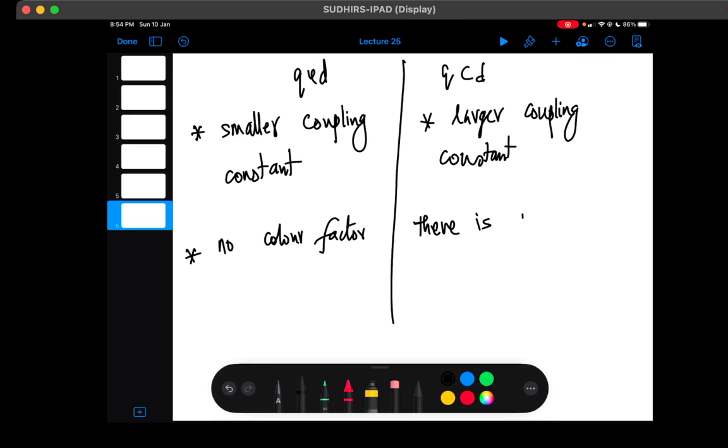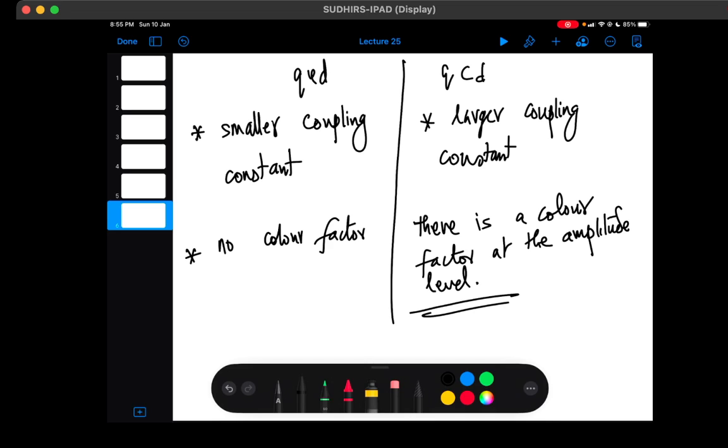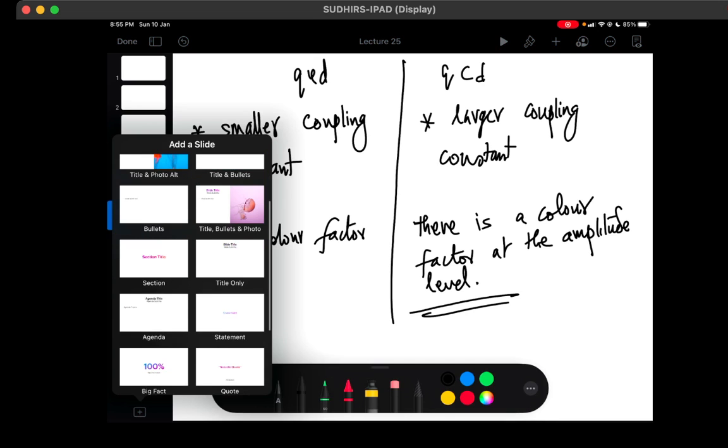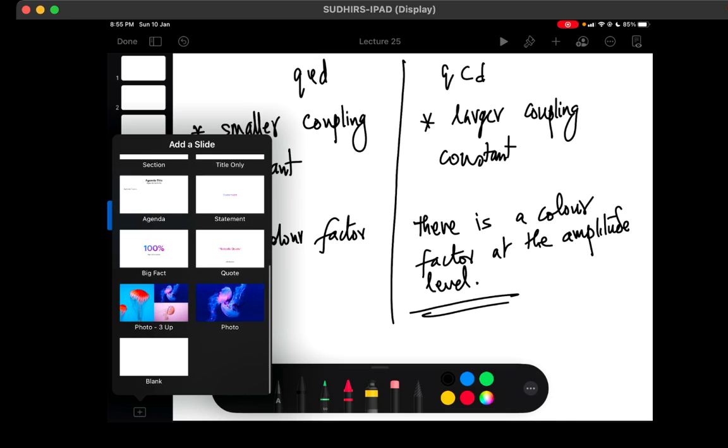amplitudes, and this would play a very interesting role. Say for example, let's just take a simple QED process. Before going into more details about QCD itself, let's take a simple QED process like e plus e minus going to mu plus mu minus.